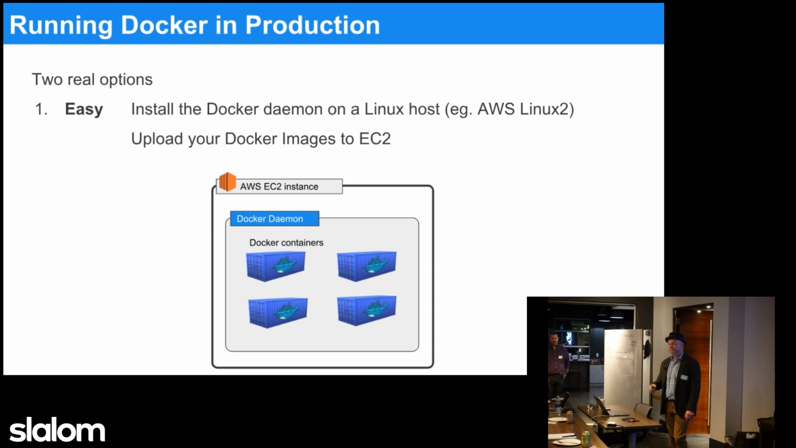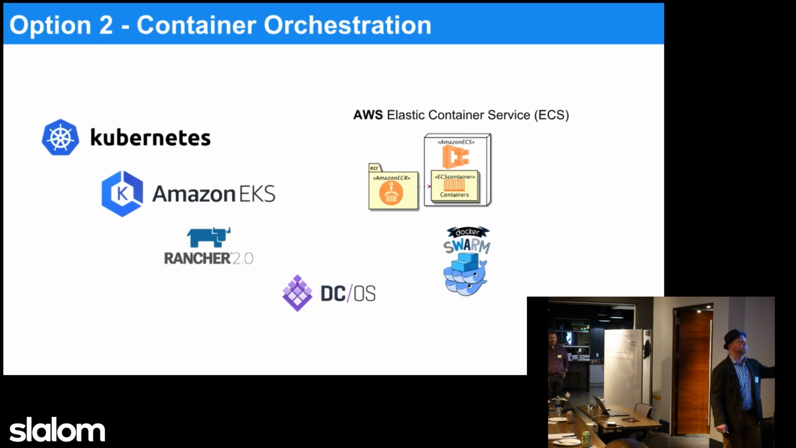Whereas here, like AWS ECS, honestly, this is the easiest one out of all of them. You upload your containers to ECR, Elastic Container Registry, and then you run them in ECS. That is by far and away the easiest thing, but it comes with tons of limitations and things it can't do.